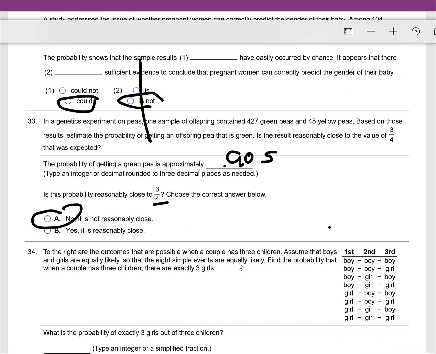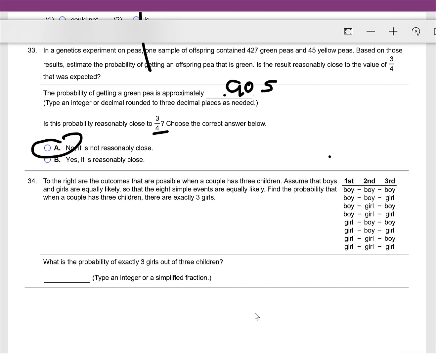3/4 would be 0.75. To the right are the outcomes that are possible when a couple has 3 children. Assume boys and girls are equally likely, so there's 8 outcomes here. Find the probability when a couple has 3 children, there are exactly 3 girls. So there's only one outcome with 3 girls right down here. So the probability of that is just going to be 1 out of 8.